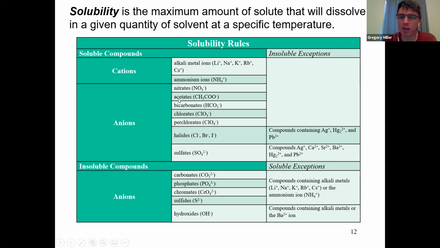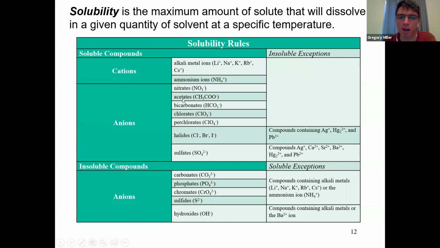Same thing for nitrates, acetates, bicarbonates, chlorates, and perchlorates. All of these are additional polyatomic ions. So again, you wouldn't need to know the names and charges because they would be shown on this solubility table. That's what I mean by you might be able to go find it if you need it for a quiz.